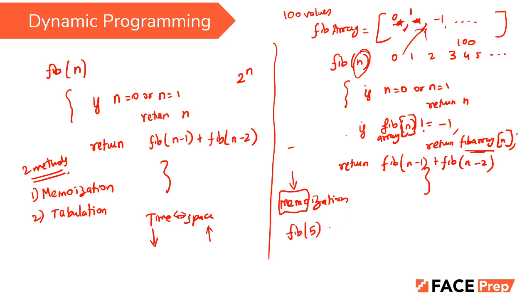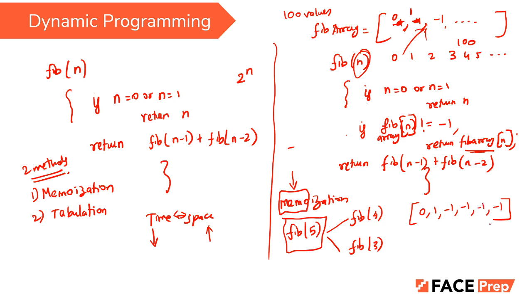So fib of 5 is going to call two functions, which is fib of 4 and fib of 3. But before that, think about it. First, when I ask for fib of 5, what is it going to do? I am going to check in the fib array. Let's say the array has 6 values only. I have 0, 1, -1, -1, -1, -1. I am using -1 just to indicate that it is not set.